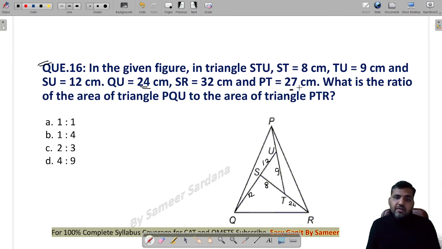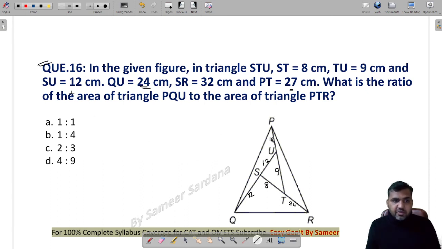PT is, the value of PT is 27, where TU is 9, so can I say PU will be equal to 18? You're supposed to find out the ratio of the area of triangle PQU to the area of triangle PTR. Okay, very easy question, guys.